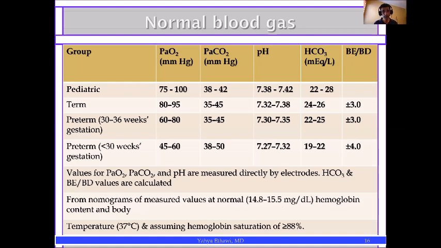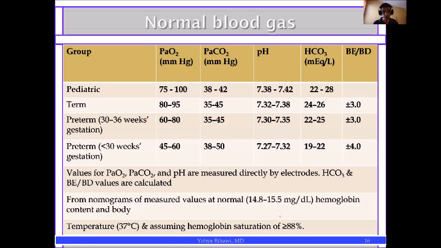And remember, the PaO2, the PCO2, and the pH are directly measured, while the bicarb and the base excess or base deficit are calculated. The difference between base excess and base deficit is the sign. When we say base excess, we mean positive. When we say base deficit, we mean negative. However, if you put a sign in front of it, like a negative or positive sign, it doesn't matter. If you say base excess minus, it means base deficit.